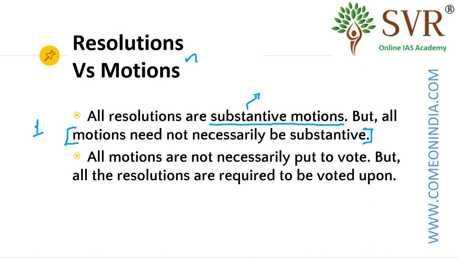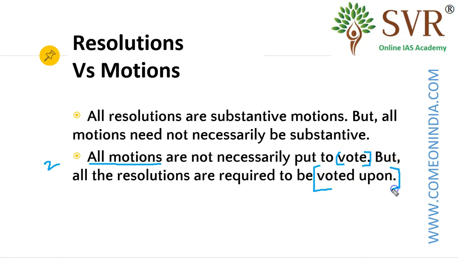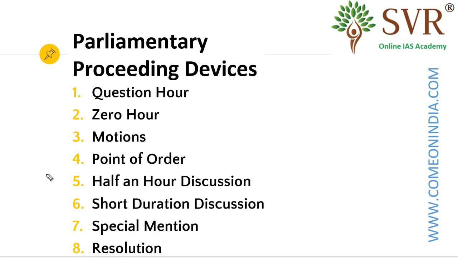And the next important difference between resolutions and motions is that all motions need not be put into the voting process, whereas all resolutions need to be voted upon, because resolutions deal with very important matters, because it is a substantive motion. So all resolutions have to be put into the voting process, whereas all motions are not necessarily put into the voting process. So it is also one of the important variations between resolution and motions.